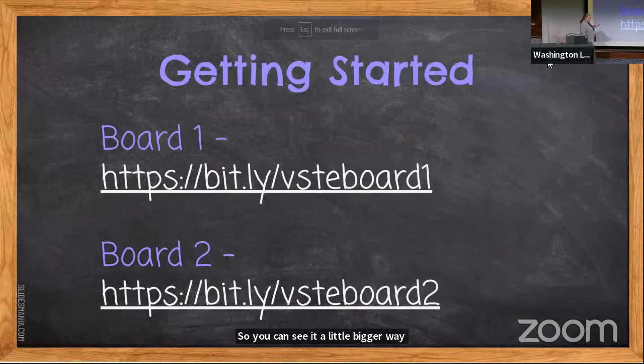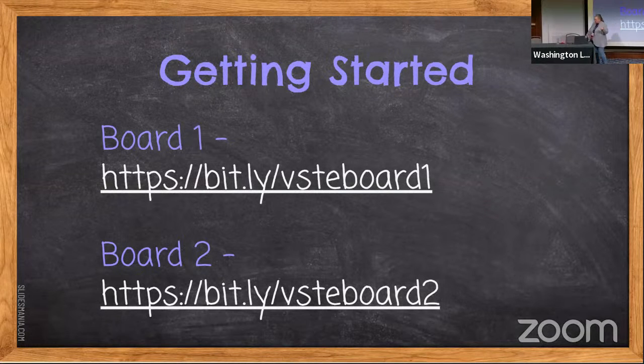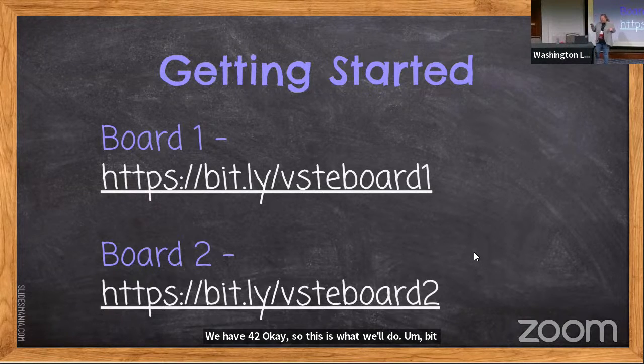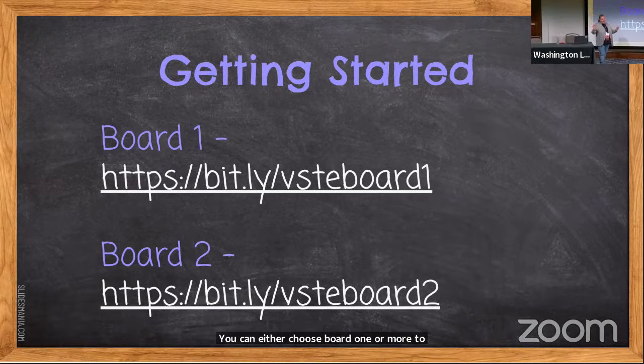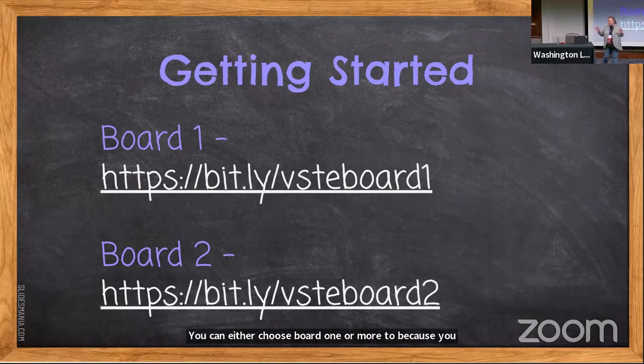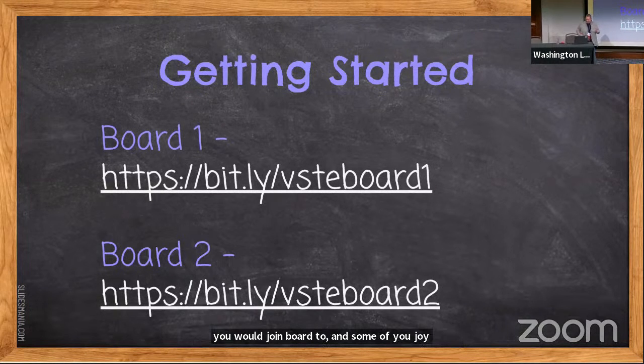With Jamboard, you get 20 frames, which we'll look at here in a second. You also can only have up to 50 collaborators. Not sure how many people we have online here. We have 42. Okay, so this is what we'll do between the people in the room and our virtual friends that are joining us. You can either choose board 1 or board 2 because you can only have 50 collaborators on one board. So some of you would join board 2 and some of you join board 1.